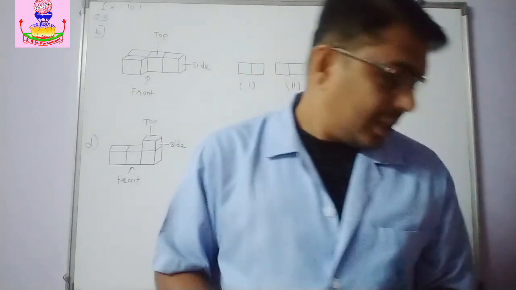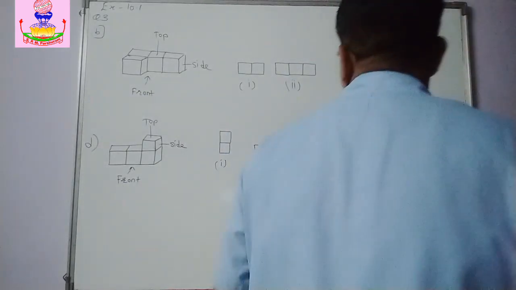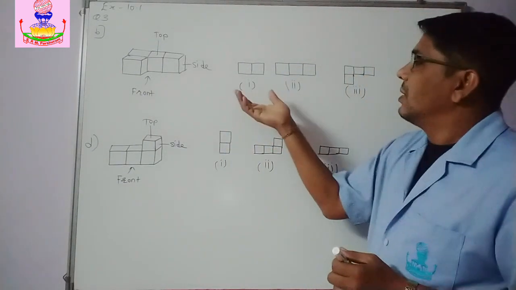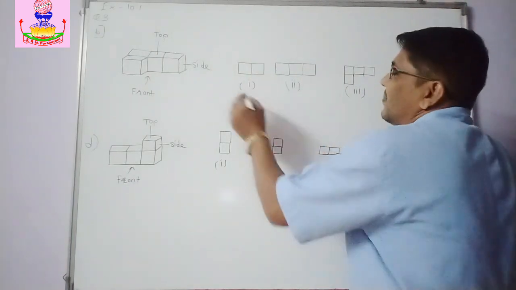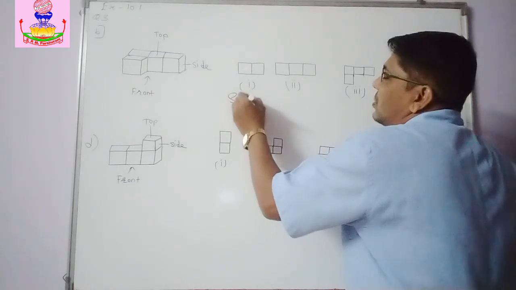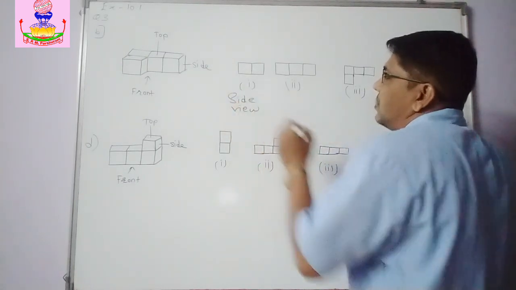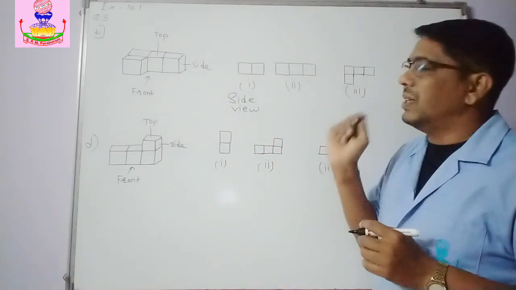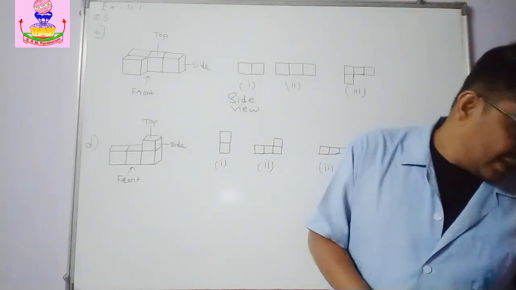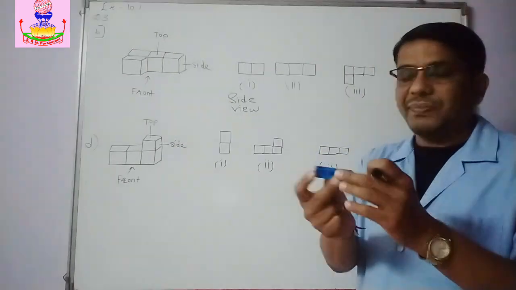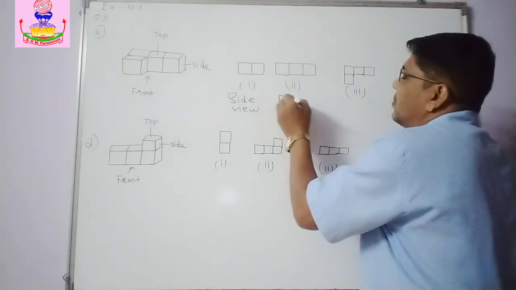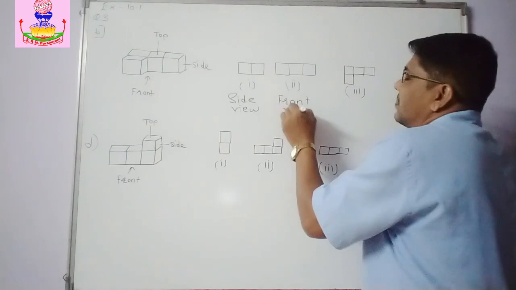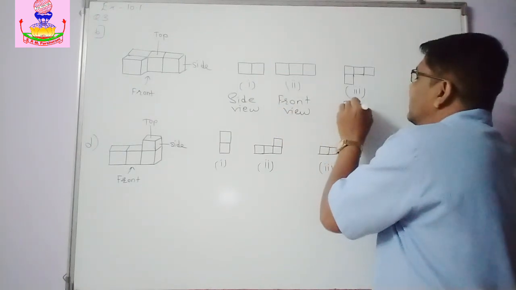Here we have to decide the views. So side view, right? You are supposed to write which view it is. Now this, which view I said? Say front view, right? So this is front view and this is the top view.